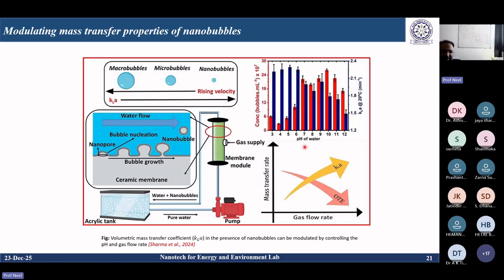In case of the mass transfer coefficient for nanobubbles, the mass transfer rate is seen to be a function of gas flow rate. If I increase the gas flow rate, we have seen the mass transfer rate also increases. At the same time, the oxygen transfer efficiency reduces, because you create bigger size bubbles when you are increasing the flow rate of the gas.